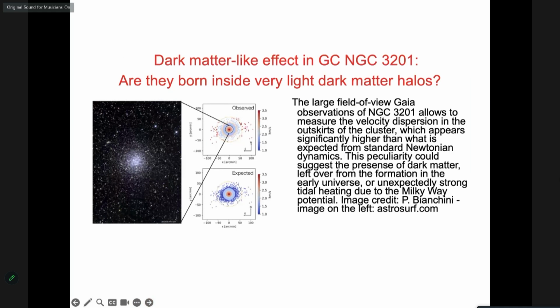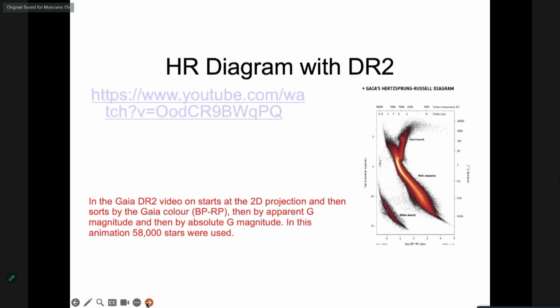Also, for globular clusters, people have been studying dark matter halos using the precise astrometry of these things. What they basically do is study the velocity dispersion in the outskirts of a cluster, and that can be compared to what is expected from Newtonian dynamics. This comparison can give you a very good estimate of the dark matter in globular clusters.